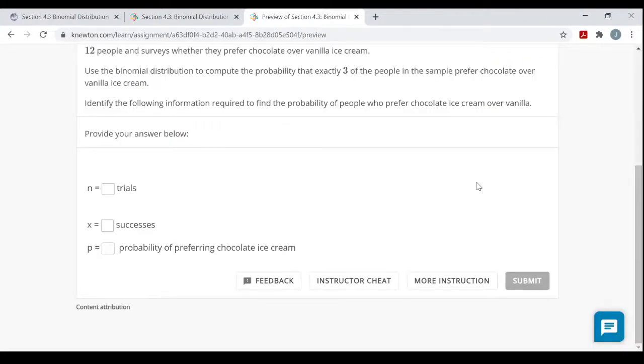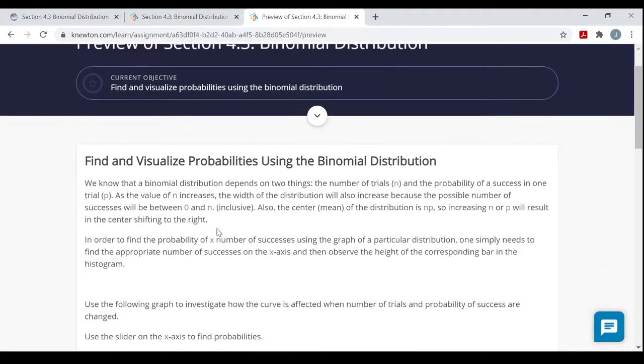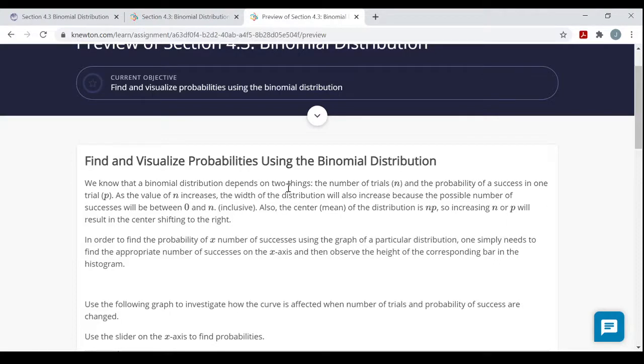It's the first time I'm seeing this objective. So again, we know that a binomial distribution depends on 2 things: the number of trials and the probability of a success in one trial. As the value of n increases, the width of the distribution will also increase, because the possible number of successes will be between 0 and n, inclusive.